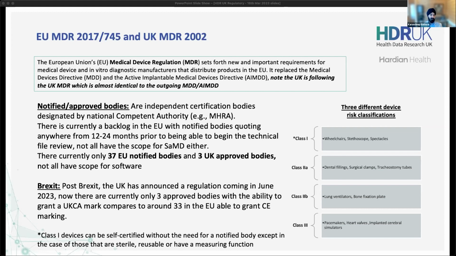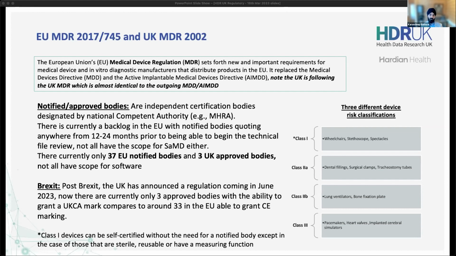But when you take it down to software, there's only a few select people that can actually do that. So the issue with the notified bodies is, number one, less scope. Number two, they don't necessarily have the in-house expertise to deal with that. So if any of you on this call are thinking of putting a software medical device onto the market within the next year or two, start these conversations right now with the notified bodies.